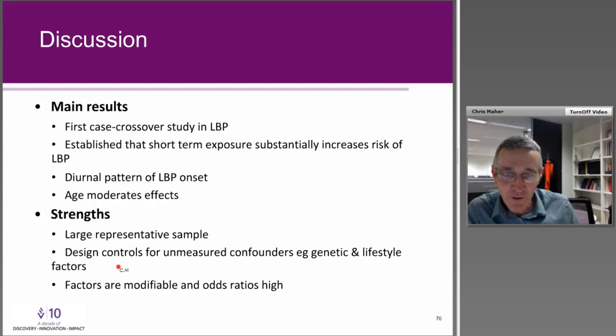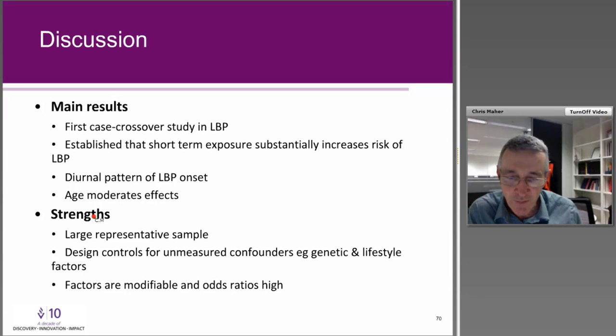So what would I say was the discussion from that trigger study? Well, it's the first case crossover study in low back pain, and I think it's quite an interesting approach because it's thrown up quite a lot of good information that we can use for prevention activities. It showed that even short-term exposure dramatically increases your risk of low back pain. It showed there was this strong diurnal pattern of low back pain that people hadn't talked about really before. There's a little bit of evidence that age moderates the effects.